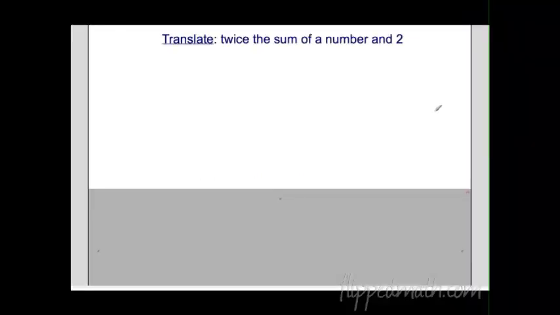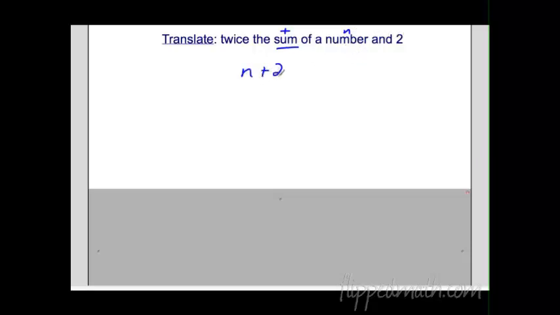So what else is in here? Well, let's take a look at this. Old school translations. We did this a while back. Twice the sum of a number and 2. How do I write that? Well, I know that sum means add, and a number is a variable. I'll call it n. And so I'm going to add n and 2.